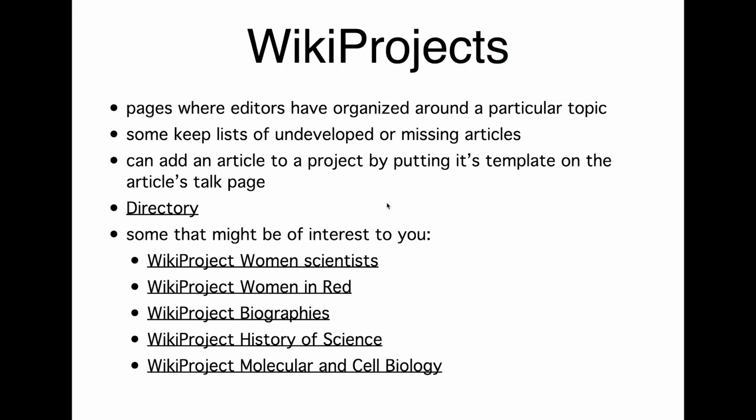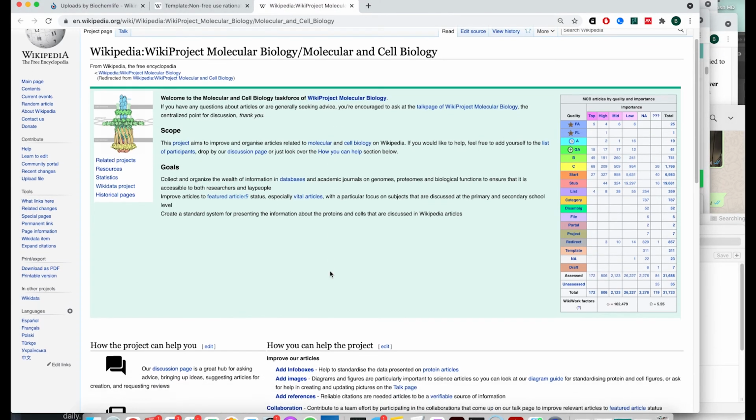Okay, Wiki Projects. You can also add a page to be part of a Wiki project. These are pages where editors have organized around a particular topic, and they keep lists. Some keep lists of undeveloped or missing articles. You can add an article to a project by putting its template on the article's top page. So here were some of the ones that I was doing when I was doing this.